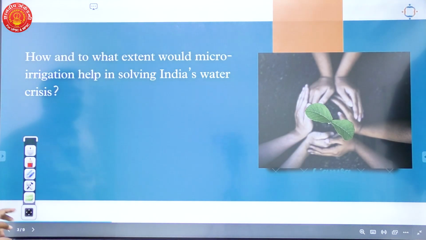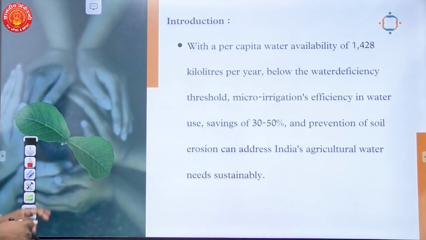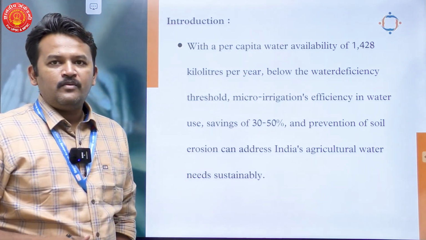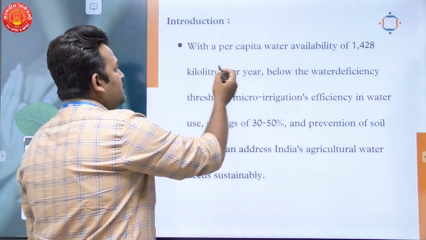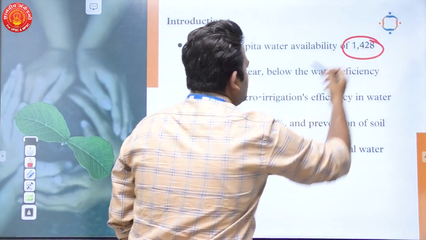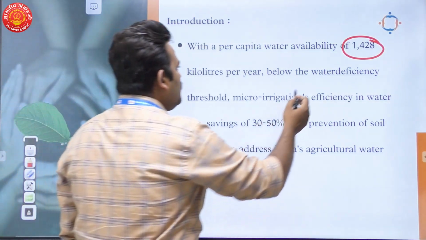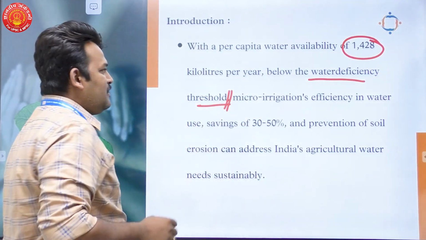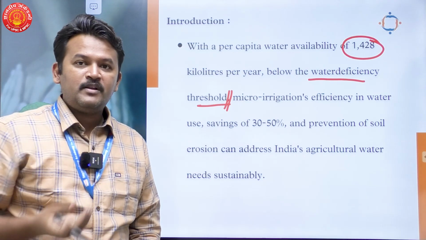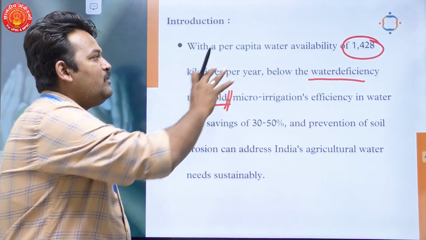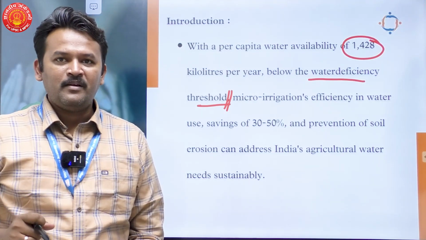Moving toward the answer, first we have to write some introduction. The introduction should focus on the present water scenario, and the actual crisis that exists in India, with a per capita water availability of 1428 kiloliters per year, which is well below the water deficiency threshold. Whatever per capita water is available in India, around 1428 kiloliters, it is well below the threshold level.